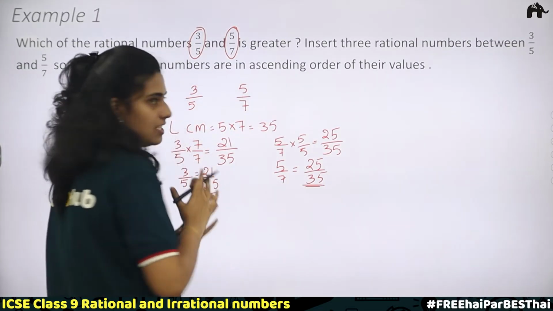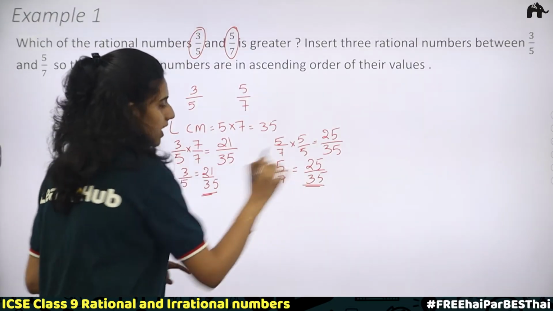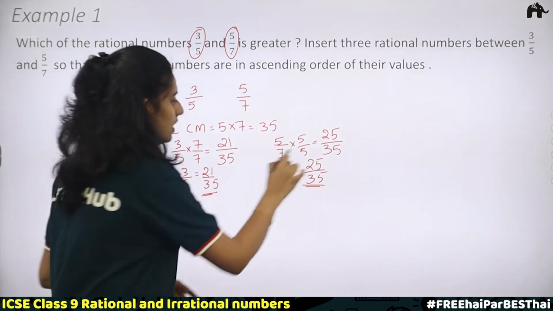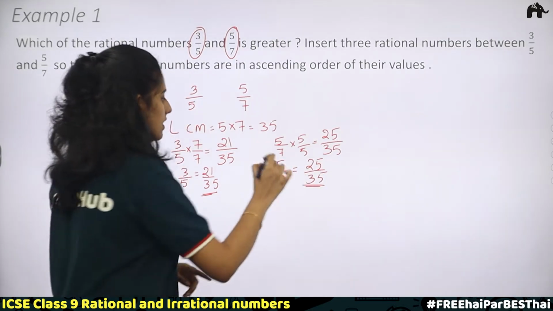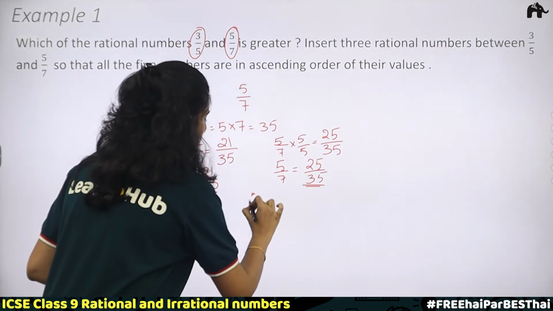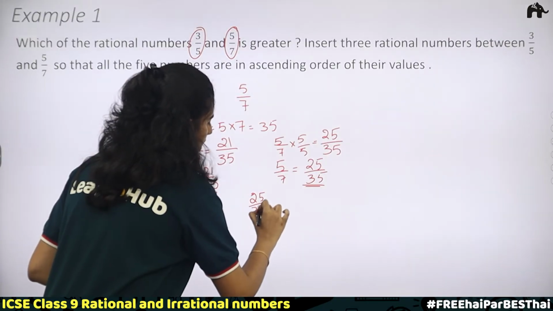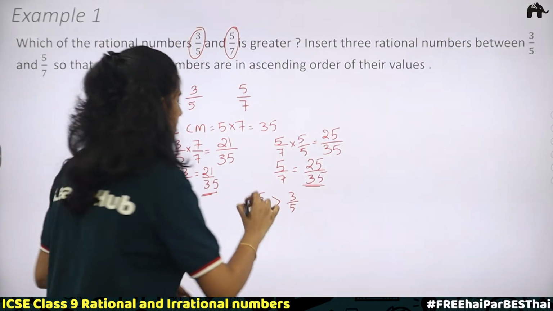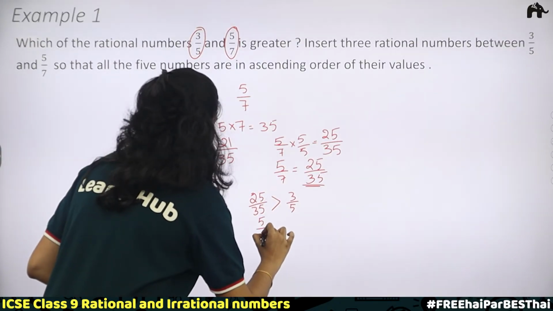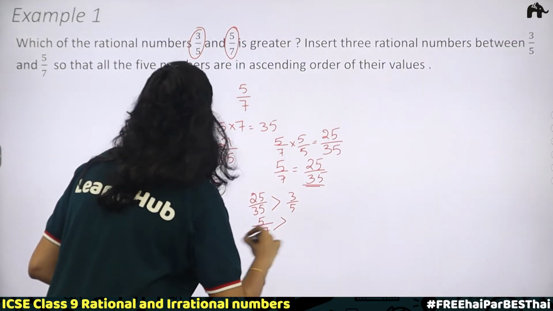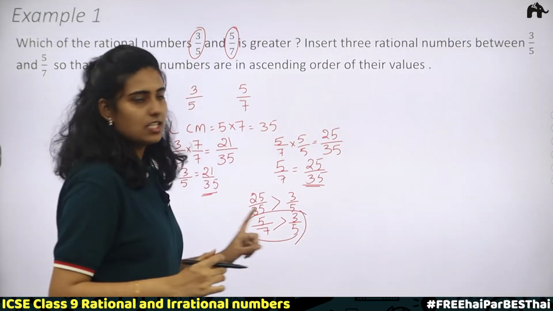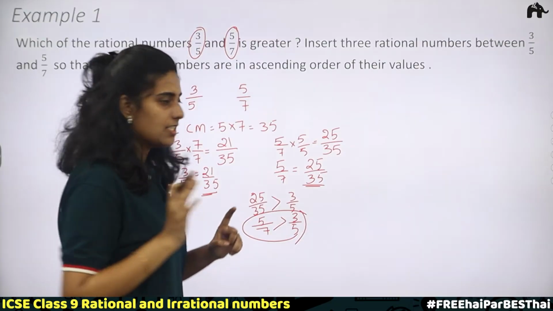Now to get the greater one, you have to just compare the numerators. Here it is 21 and here it is 25. Which is greater? 25 is greater. Okay, therefore we can say that 25 by 35 is greater than 3 by 5, or 5 by 7 is greater than 3 by 5. So this is how you can find the greater number, by taking the LCM, making the denominator the same.